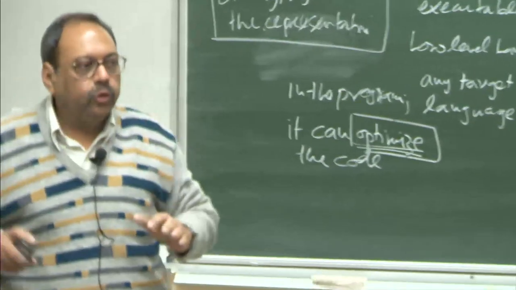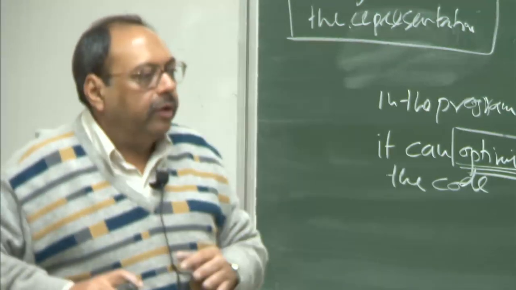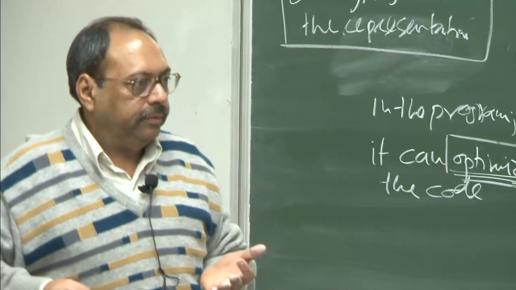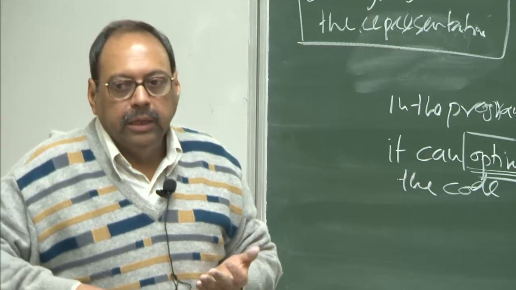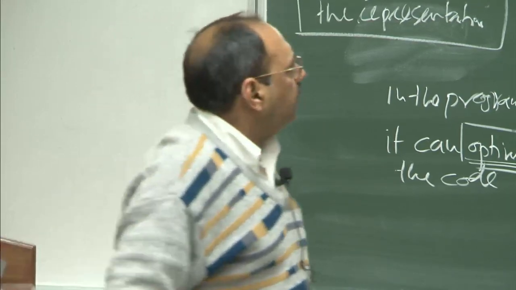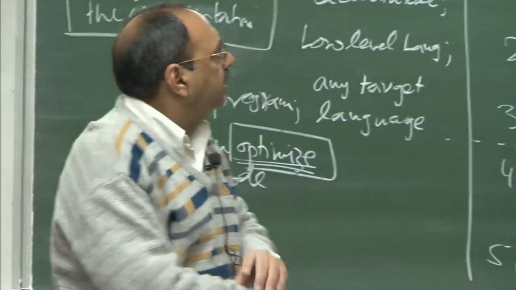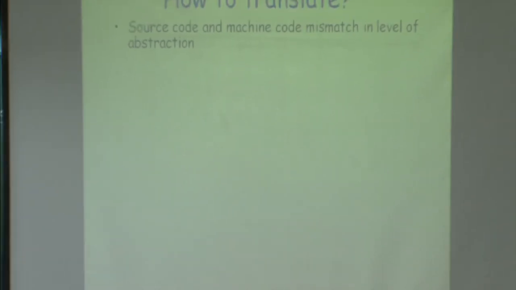So this really tells you about the functional specifications of what a compiler does. These are the kind of things you have to keep in mind. So how does it translate? Now the abstractions at the source and machine level are very different. So what are the abstractions typically you may have at the source level?